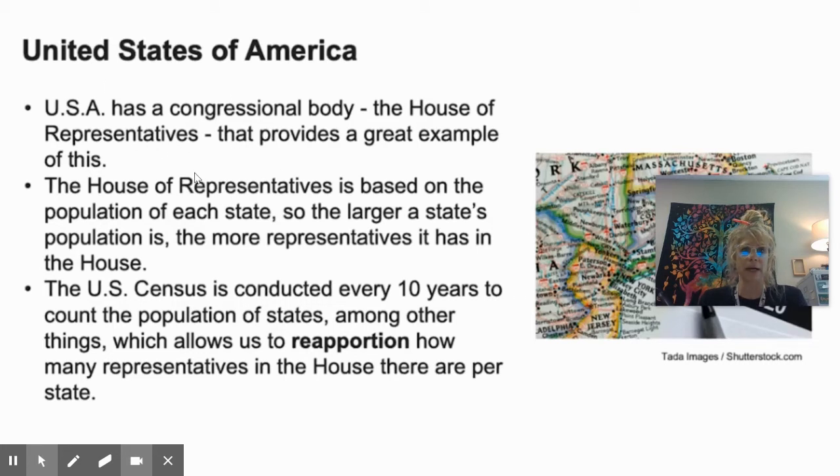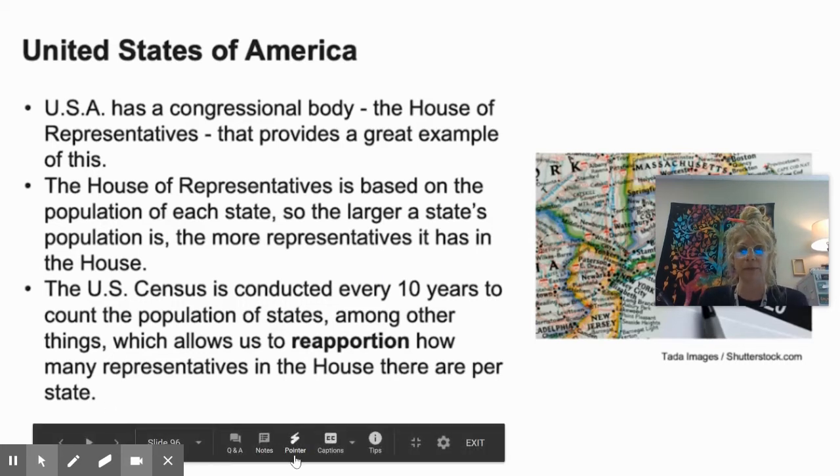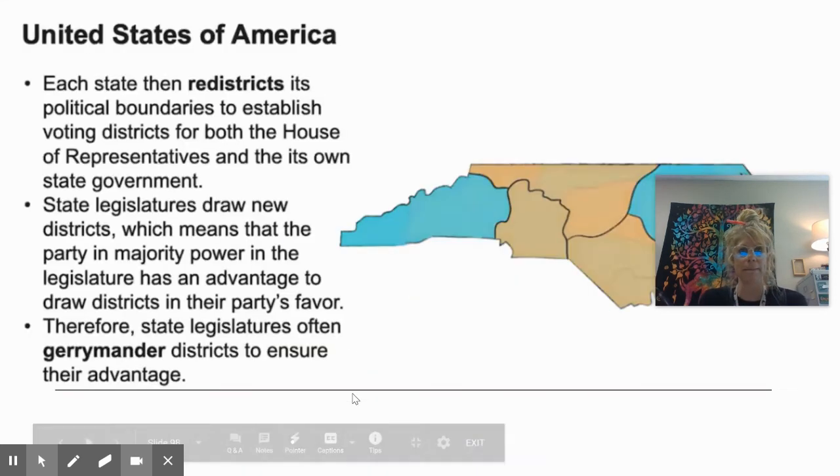The United States of America. Remember, we talked about that 435 for House of Representatives. It's based on the population of each state, so that the larger the state's population, the more representatives they get. That's why Colorado has 7 and California has 53. And make sure you understand that the U.S. Census is conducted every 10 years to recount that and reproportion how many representatives we have per state. Okay, and we already looked at that map.